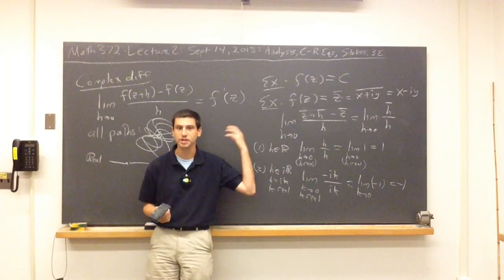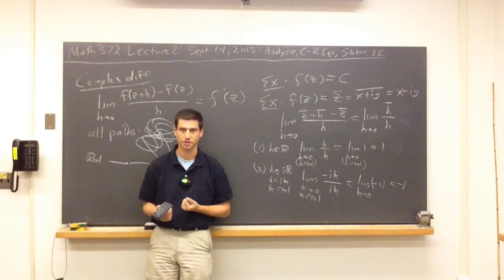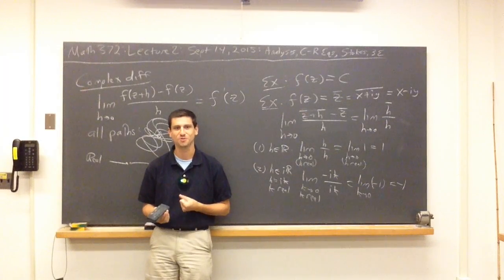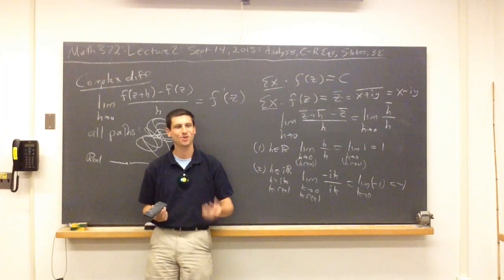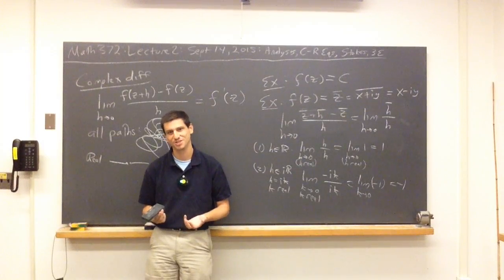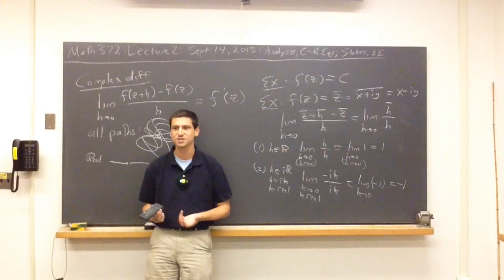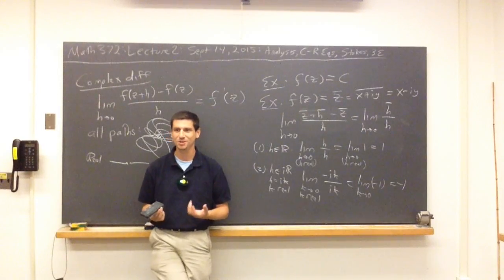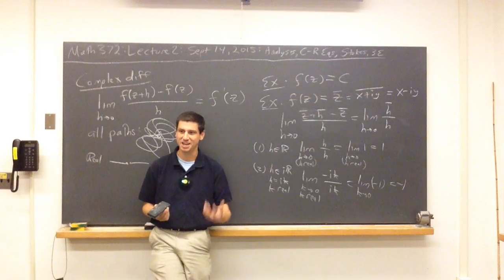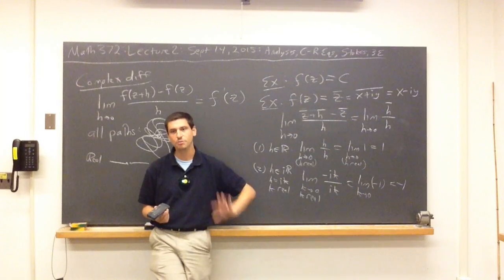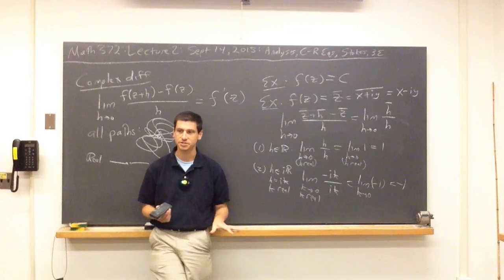Polynomial, look at z squared and see what happens. You will find, not surprisingly, the derivative of z squared is 2z. If you look at z cubed, you'll find the derivative is 3z squared. And you'll then be led to conjecture that the derivative of z to the n is n times z to the n minus 1, at least if n is an integer. I'm not going to bother going through all that. It's a good exercise to do. It uses the binomial theorem.